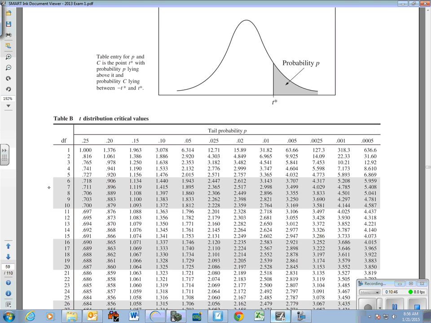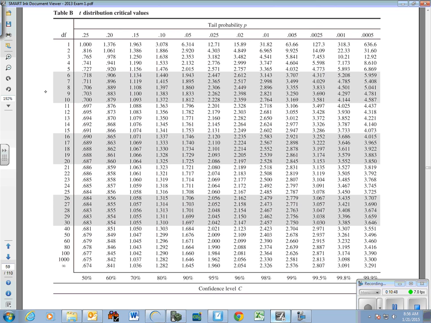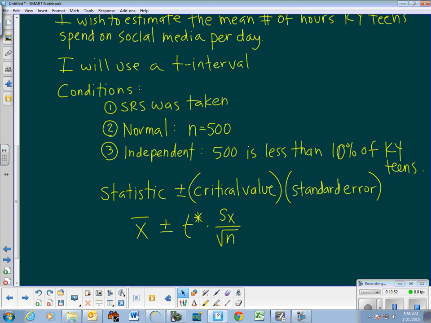We can look at more pictures in class. But skill-wise, here's what you need to know. Your degrees of freedom.